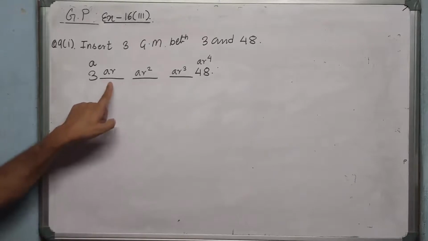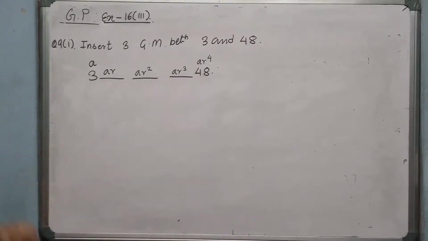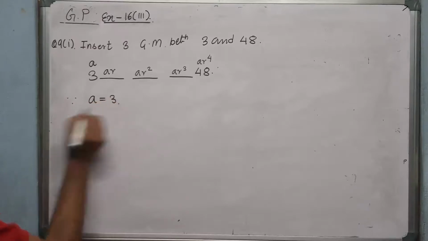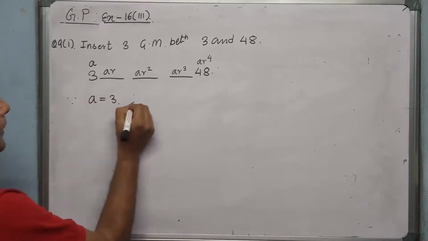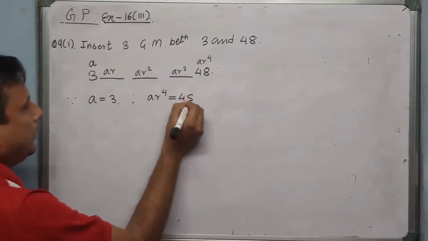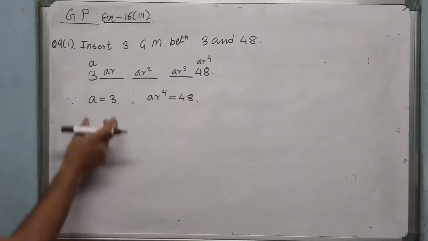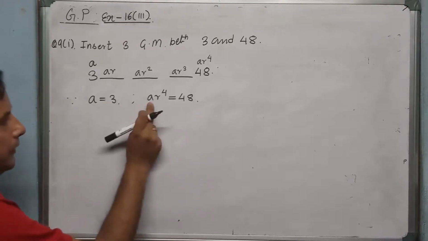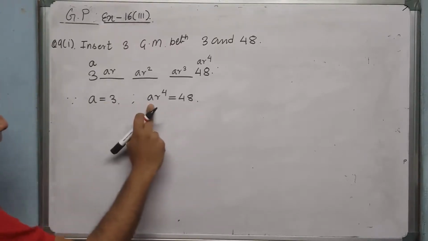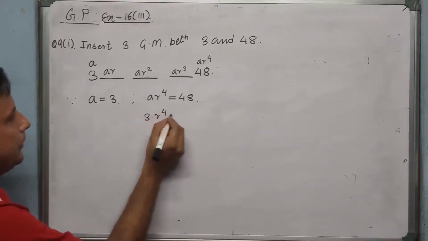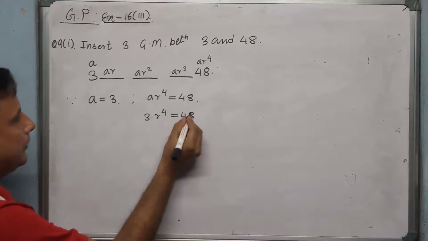That is, you have to calculate AR squared, AR cubed, AR to the power 4. Now in this case, since A is equal to 3, this is also important for 2 marks. Now then AR to the power 4 is equal to 48. Now A is 3. Using this relation, substitute the value of A over here, and we can easily calculate the value of R. A is 3, so 3 into R to the power 4 is equal to 48.